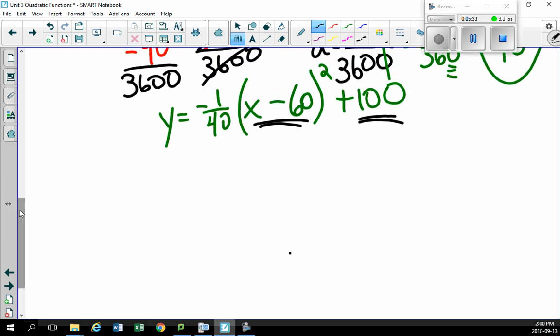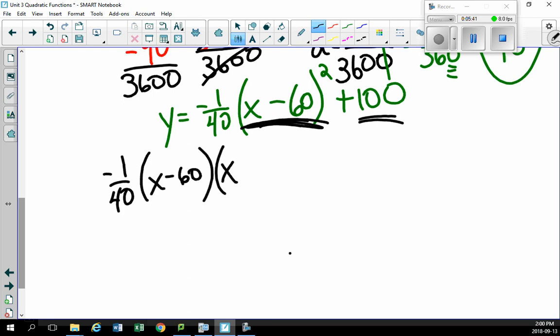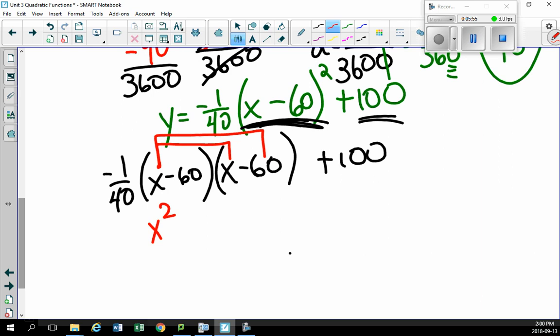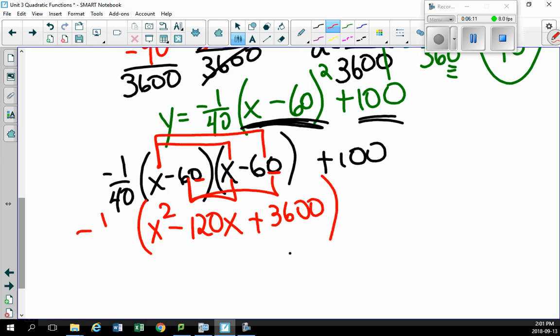Okay, so this is negative 1 over 40. Remember, this is x squared, so you have to go not just once, but twice. And yep, we're going to have to FOIL that, plus 100. Let's do some foiling here. x times x gives me x squared. There's minus 60 and minus 60, which gives me minus 120x. And minus 60 times minus 60 is going to give me plus 3600, because it's 6 times 6, and of course, 2 zeros. There's the negative 1/40th.